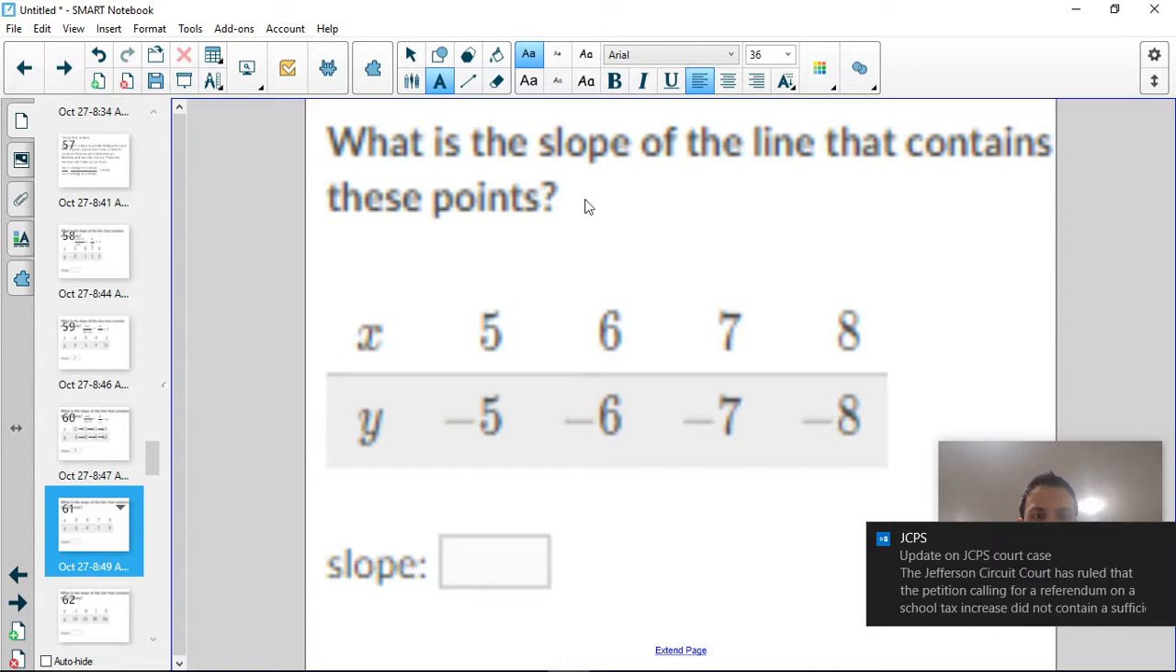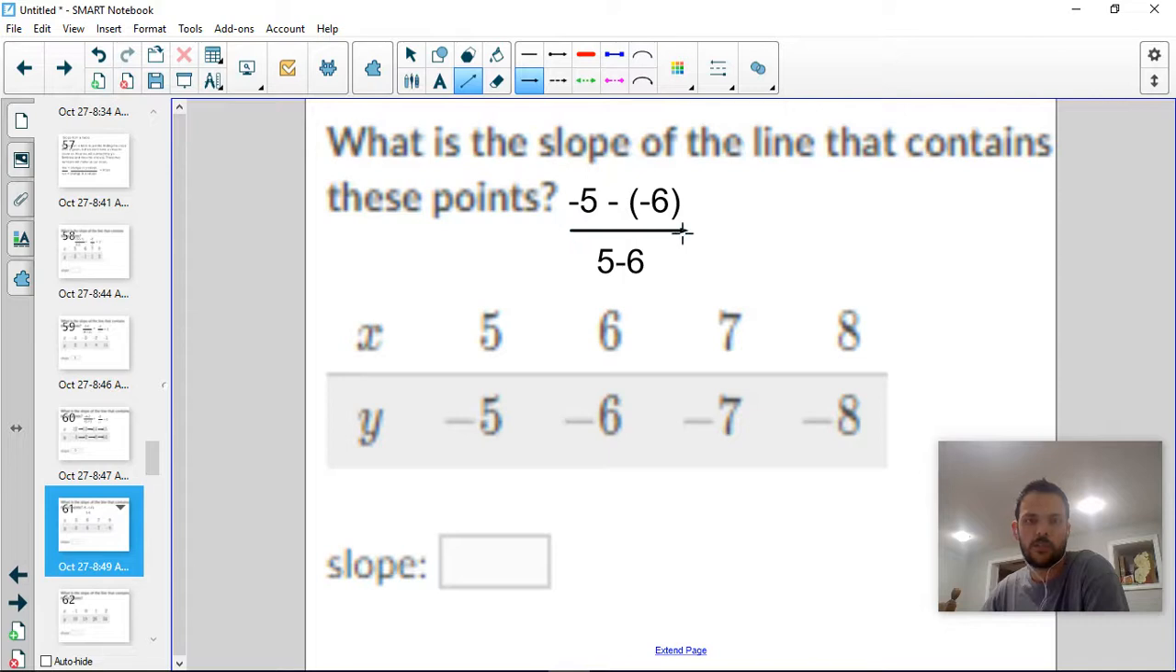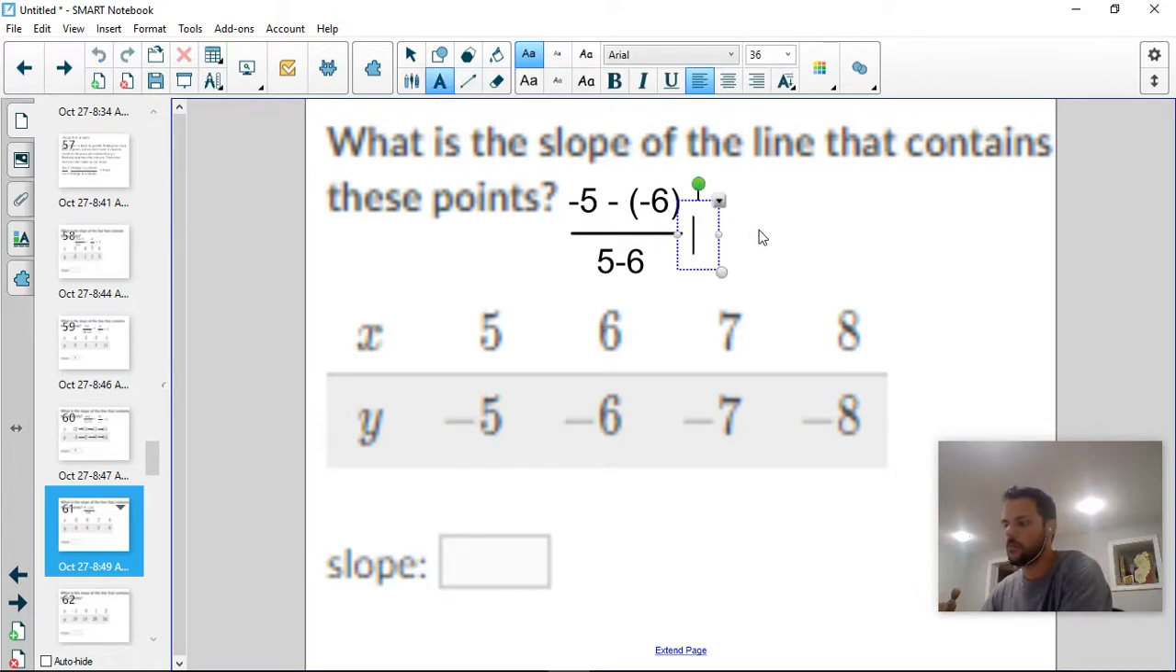So this time the y's first, right? -5 minus -6. Put that in parentheses so we don't get confused. And on bottom, 5 minus 6. Let's try to move that over a little bit. Our line in there so we can tell that's a fraction, right? This is a ratio. Whoops. Wouldn't hurt anything. Let's get that out of there. All right. Equal sign. And let's simplify this guy.